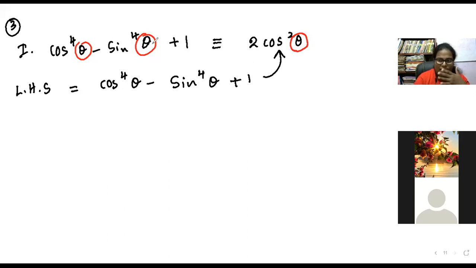So what you have to do is convert all these terms into cos.